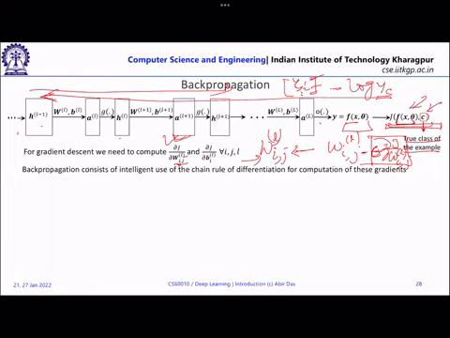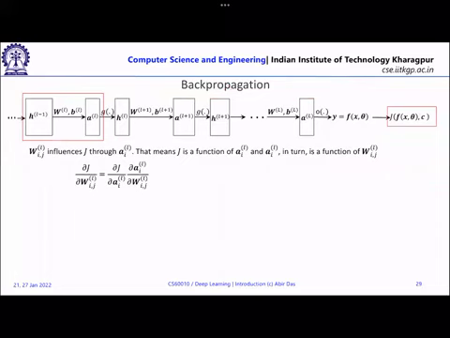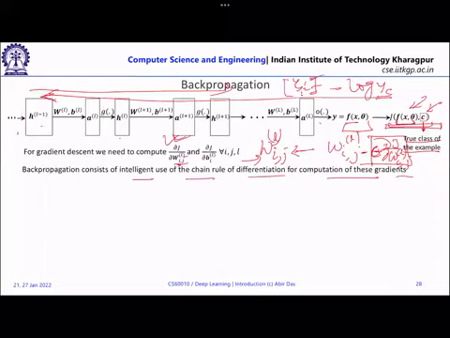Rather, tomorrow is the class test. So backpropagation consists of intelligent use of the chain rule of differentiation for computation of these gradients. We will see how just the simple chain rule of differentiation gives us backpropagation. I will not start backpropagation today, but I urge you to please go through these slides, because backpropagation is not a thing that you will probably learn in a single class. I have tried to make these slides as comprehensive as possible. So please go through these slides, and we will discuss it in the next class.